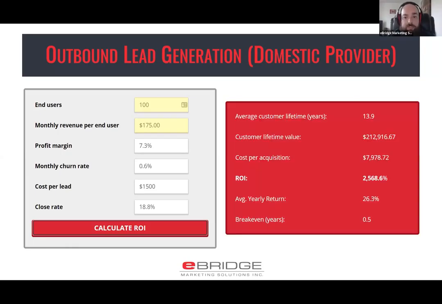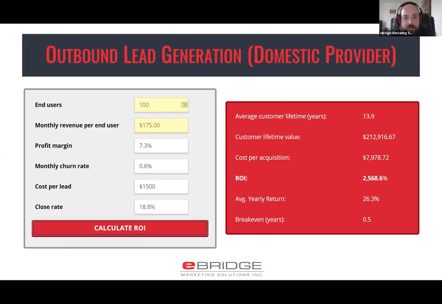Well, that's a much different story. We have 2,500% ROI with a payback period of half a year, 26% annual return. And so, obviously this would be a huge success, a huge win. So your expected ROI in this situation with larger organizations would be phenomenal, and I don't imagine many MSPs would turn this down if they're able to support larger organizations.